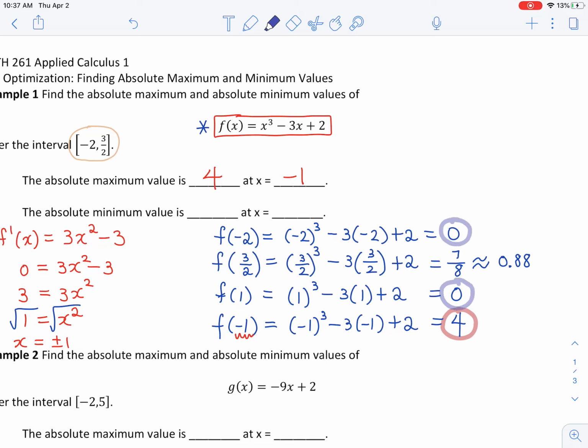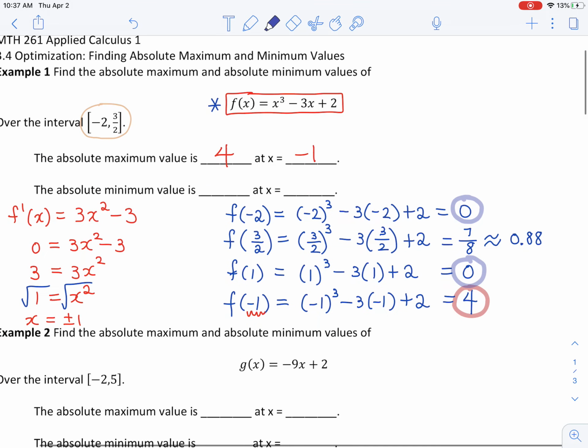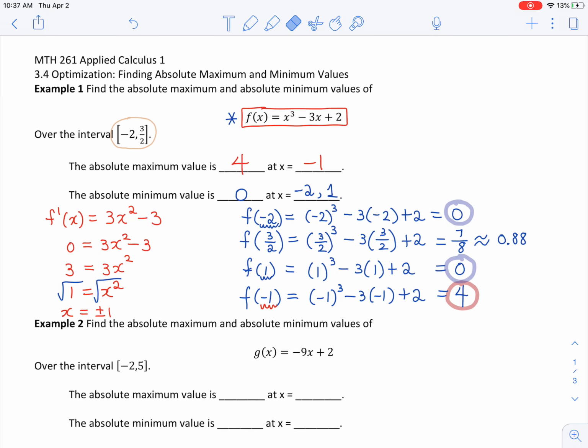Out of these 4, which number was the smallest? Well, it looks like both the 0 and 0, these two numbers are the smallest. So we're going to tell them that the absolute minimum value is 0, and this happens at negative 2, and what's the other x value? 1, okay? So the middle, this guy right here, it wasn't anything. It was just an endpoint. But that's how you do this.